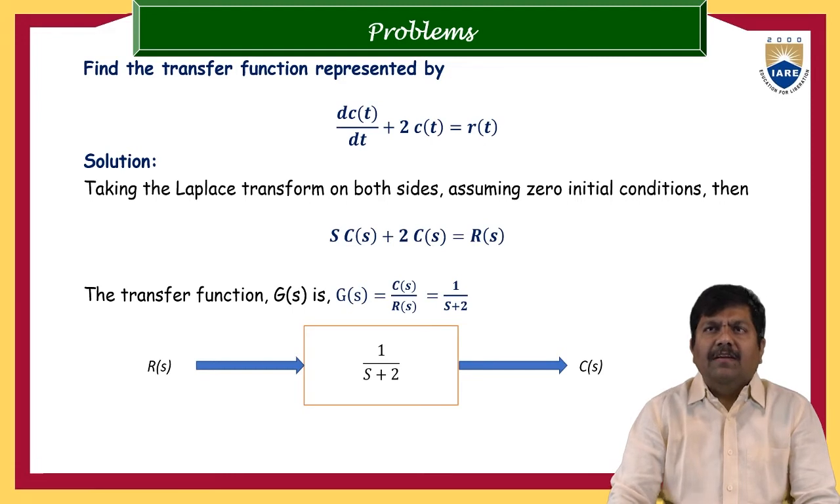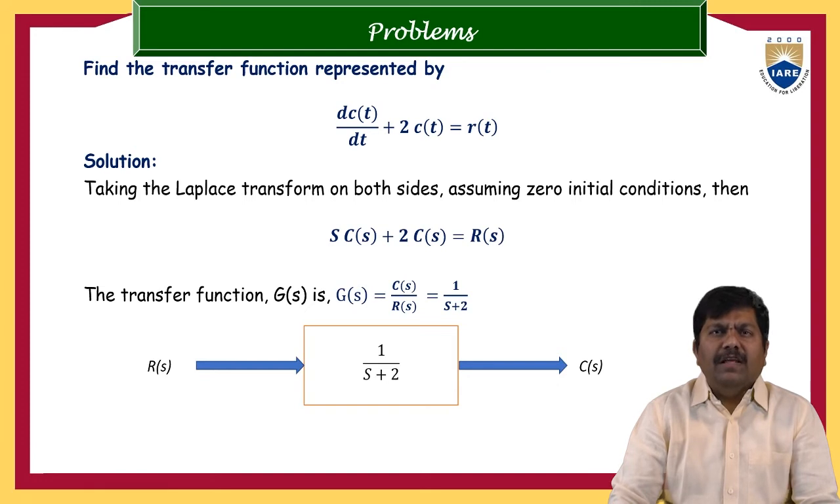So first, find the transfer function represented by dc(t)/dt + 2c(t) = r(t). If you keenly observe the problem, what is given is the first derivative of c(t) plus 2c(t) is equal to r(t). Generally c(t) is the standard notation for representing the output quantity, and r(t) is the standard way of representing the input quantity.